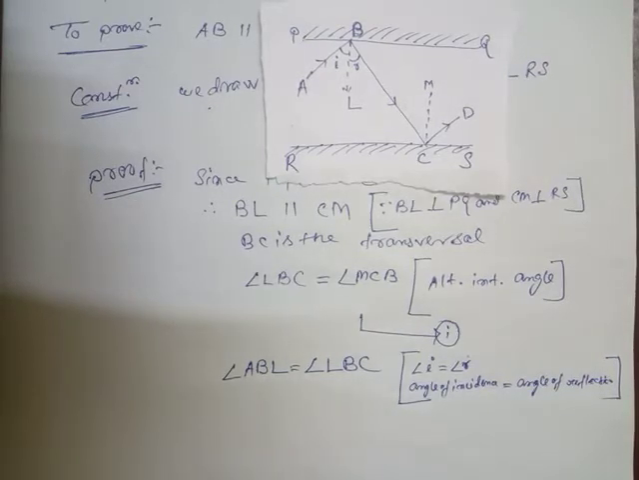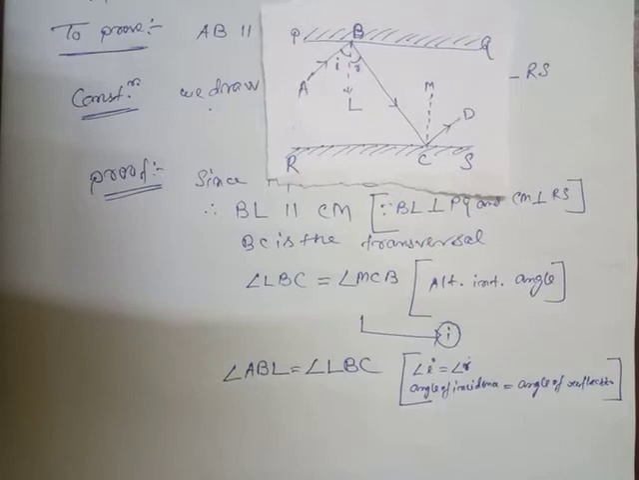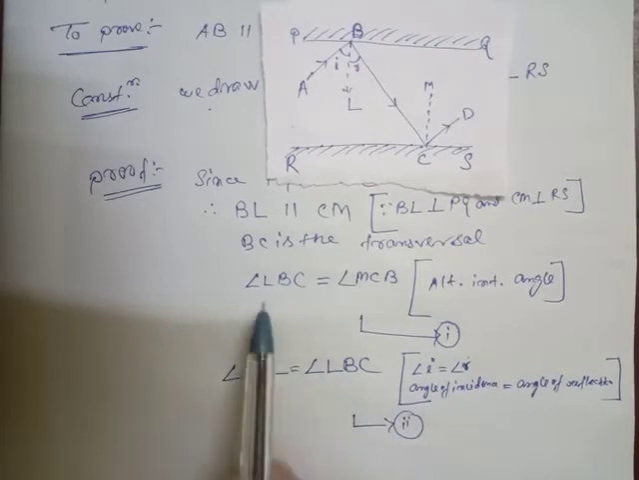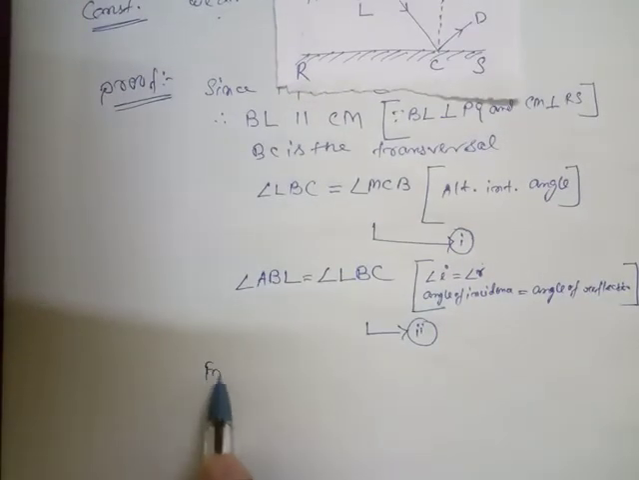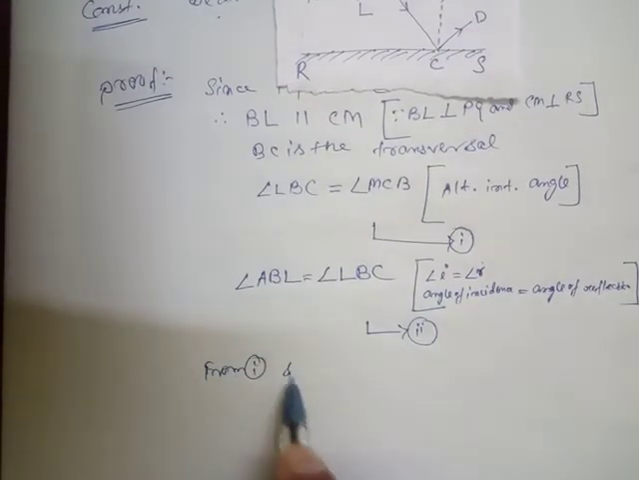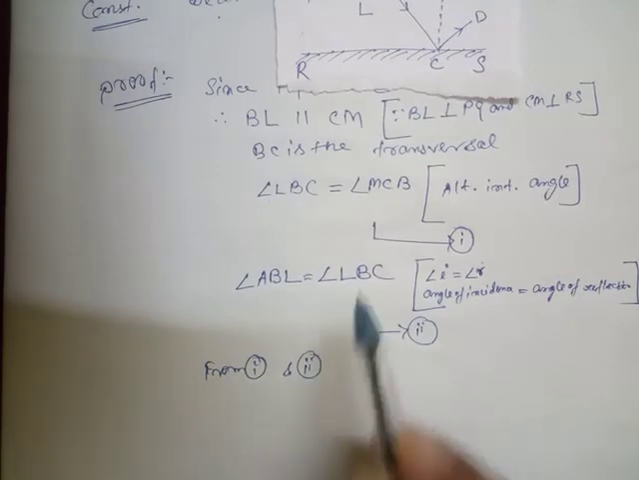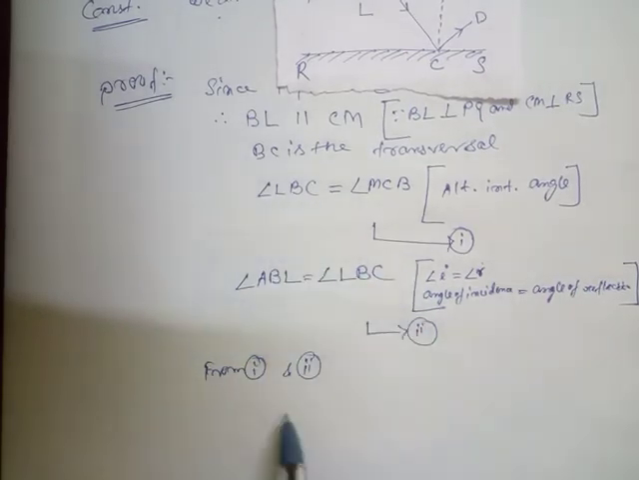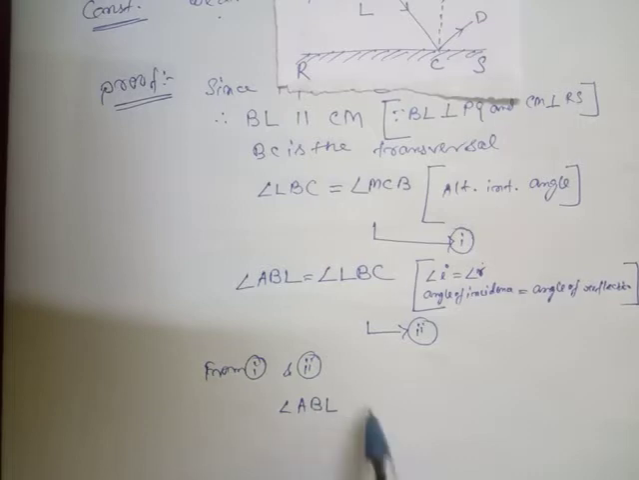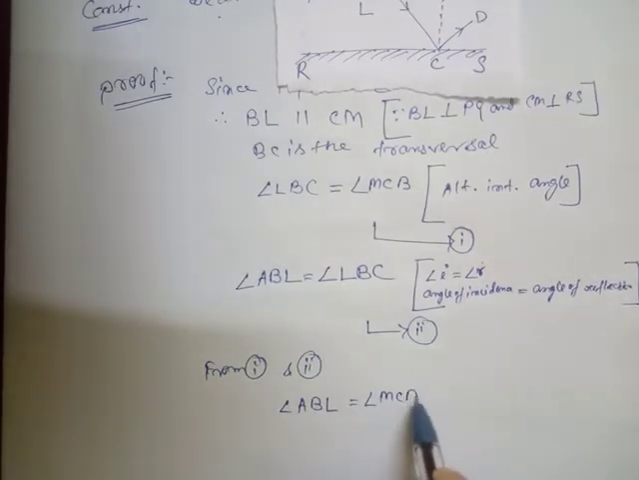Now look student, one more thing also. From equation 1, and if I take this one as our equation number 2, then in both the cases from 1 and 2, this equals this, so the two cancel because they are equal. Now I am writing that from 1 and 2, LBC cancels, so angle ABL equals MCB.